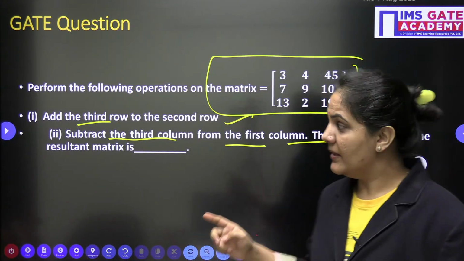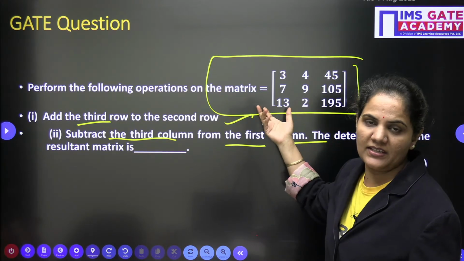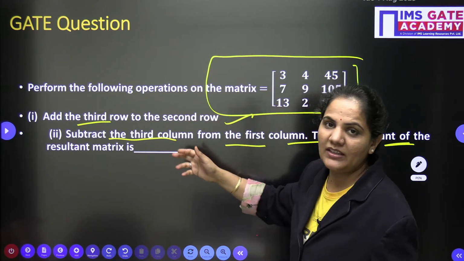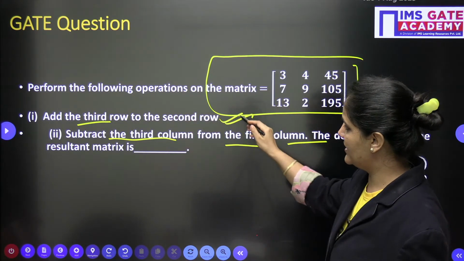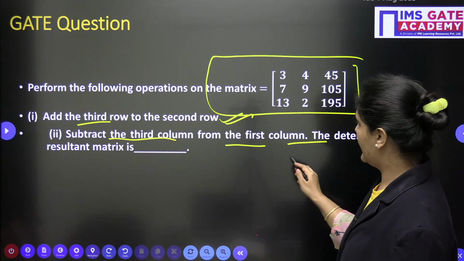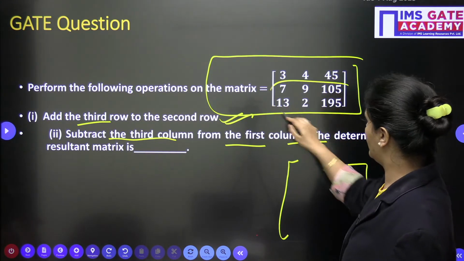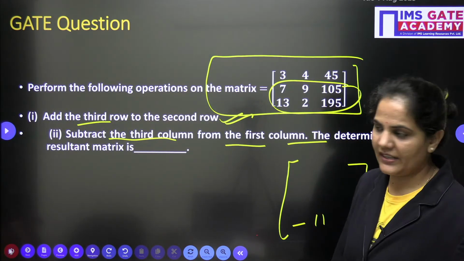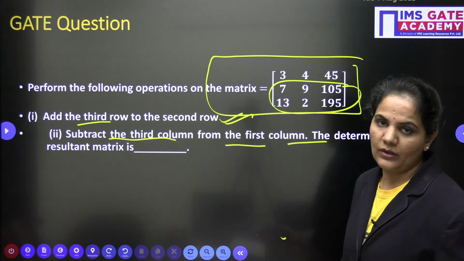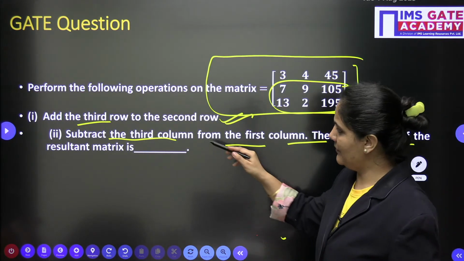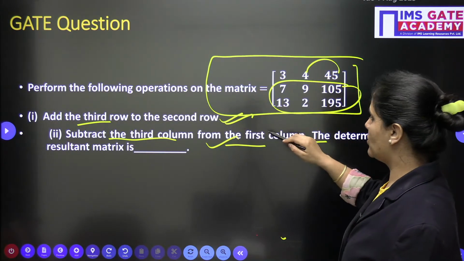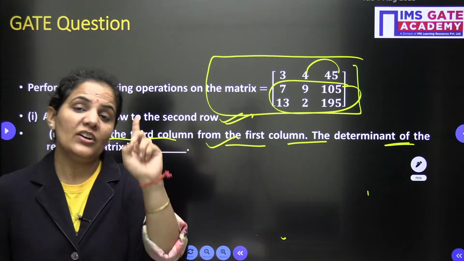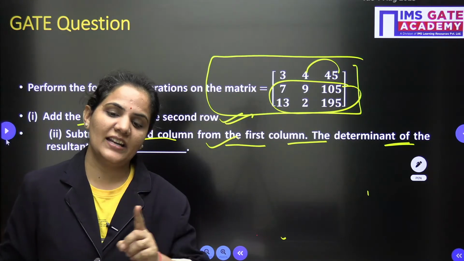The first type read the question, check whatever is written, and whatever instructions are given, they start doing. As the question says, add the third row to the second row, so they start doing third row plus second row. They start writing 11, 20, and so on. Then they repeat the same thing, subtract the third column from the first column, and after that they get the result, which you can get directly without writing a single line here.